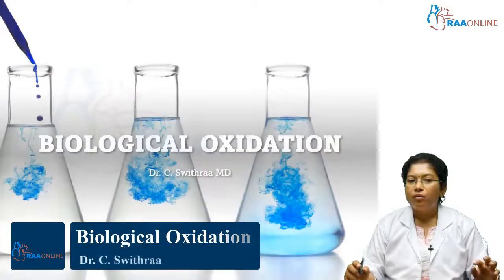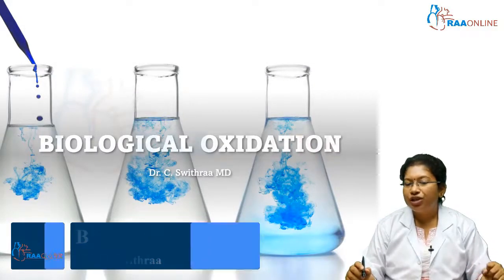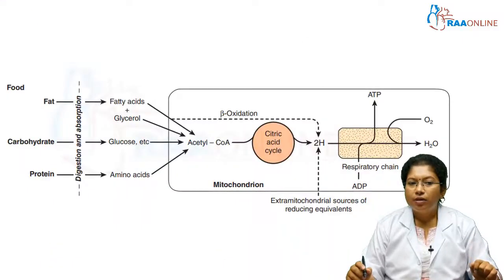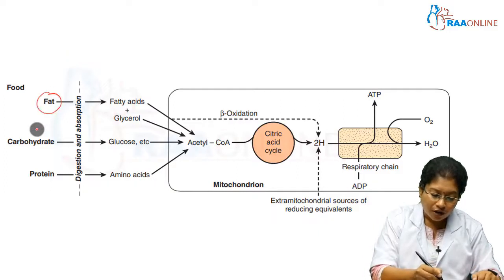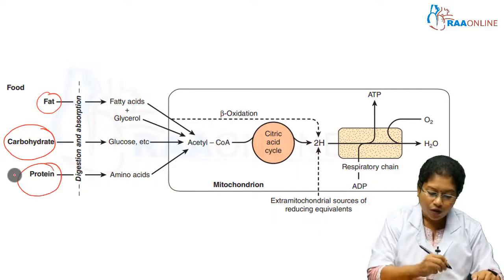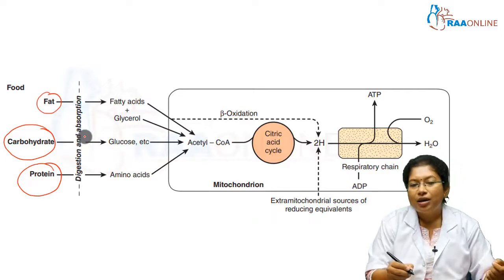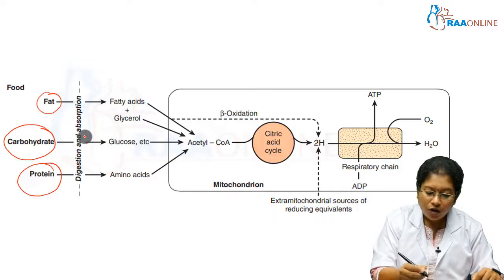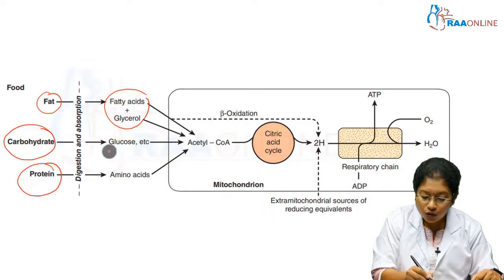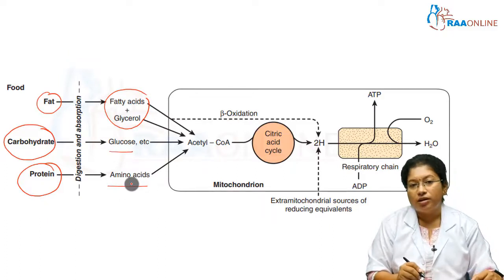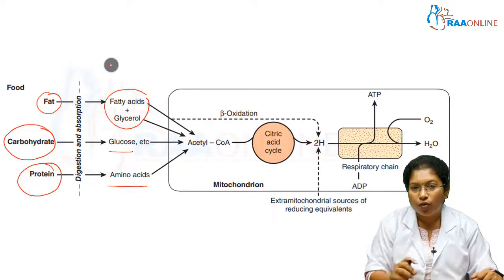Now we'll start with the biological oxidation. Biological oxidation is the energy generating process. For example, our food contains all the biomolecules: fat, carb and protein. They are digested and absorbed as their basic molecules. The fats are digested to fatty acids and glycerol, carbohydrates into glucose, and proteins into amino acids. So they are the basic functional unit of each biomolecule.